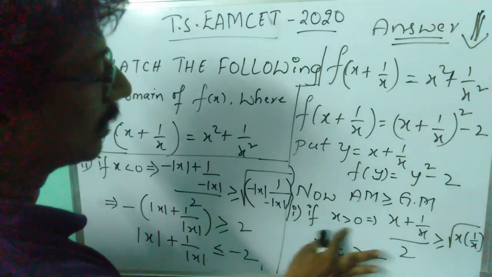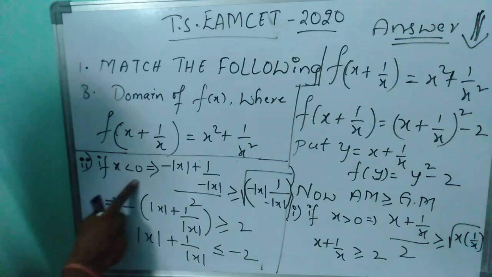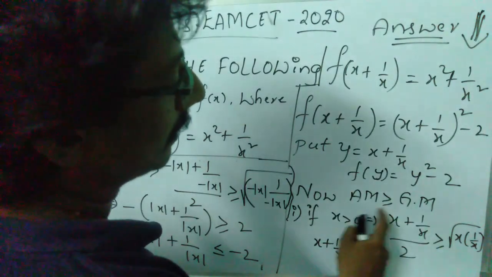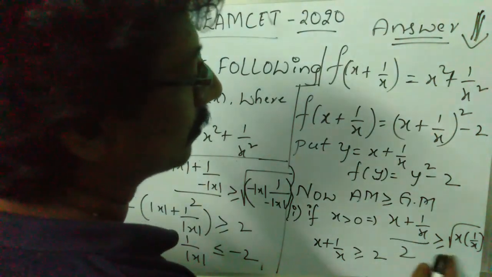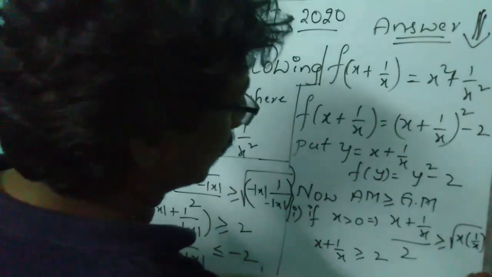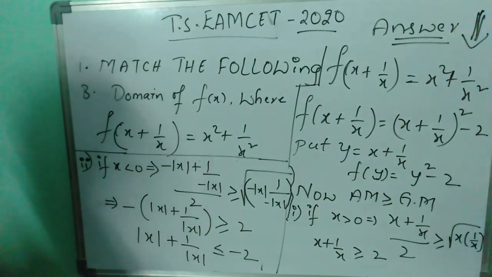Now let me consider AM greater than or equal to GM, with two conditions: one, if x greater than 0, the other, x less than 0. If I start with x greater than 0 and take the condition AM greater than or equal to GM, x plus 1 by x by 2 is greater than or equal to the square root of x into 1 by x. So this x and that x both get cancelled. Send this 2 to that side, so x plus 1 by x is greater than or equal to 2.